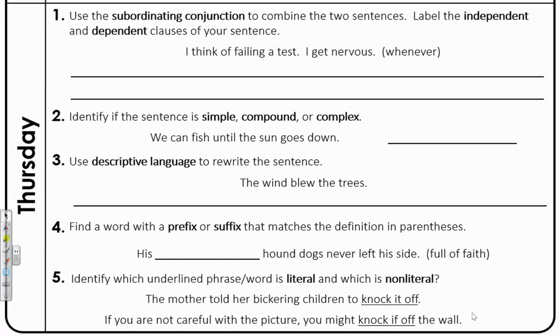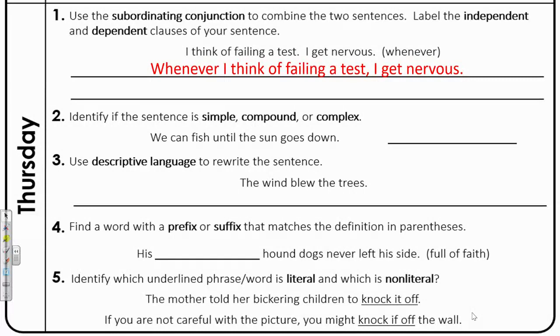So when we've done this in the past, we've had two options. Should we put that conjunction in the middle between the two sentences, or should we start the sentence with the conjunction? Let's see. I think of failing a test whenever I get nervous. Or does it make more sense to say, whenever I think of failing a test, I get nervous? I do like it better that second way, so I went ahead and wrote, whenever I think of failing a test, comma, I get nervous.